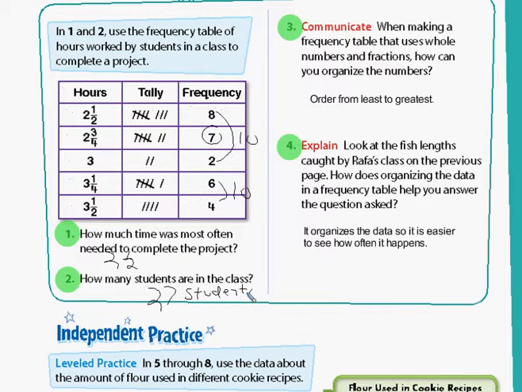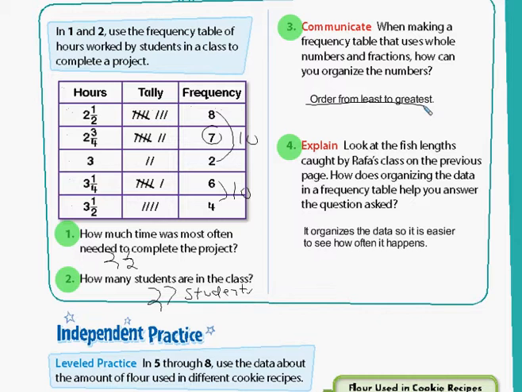Okay, on problem number 3. When making a frequency table that uses whole numbers and fractions, how can you organize the numbers? You do it just like we did over here, or in any frequency table. You want to order from least to greatest, or you could do greatest to least, it doesn't matter. I went ahead and typed that out for you, so you don't have to read my chicken scratch.